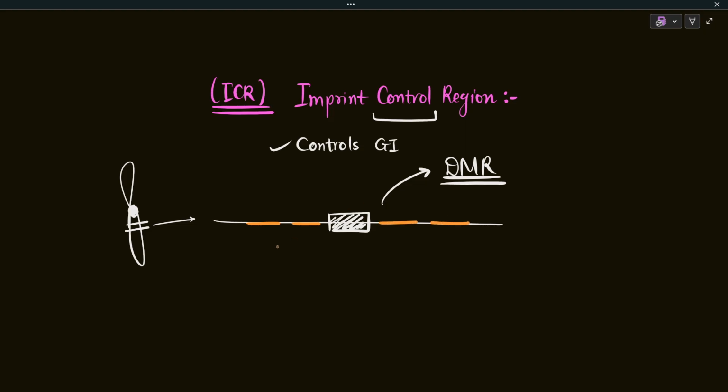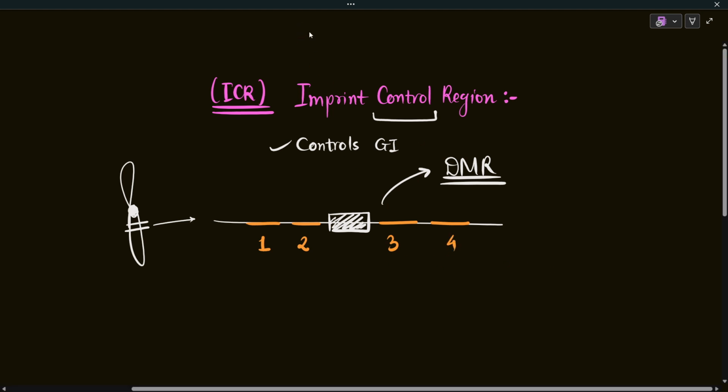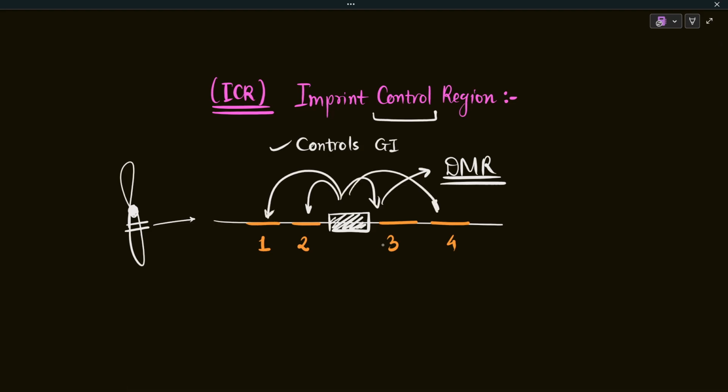Let's say these are imprinted genes 1, 2, 3, 4. All of those are imprinted genes, and all of them are controlled by this imprint control region. This whole cluster of imprinted genes, as well as the differentially methylated region, is known as the ICR. That is what we call the imprint control region, and it is going to control genomic imprinting. So let's discuss what a DMR is.